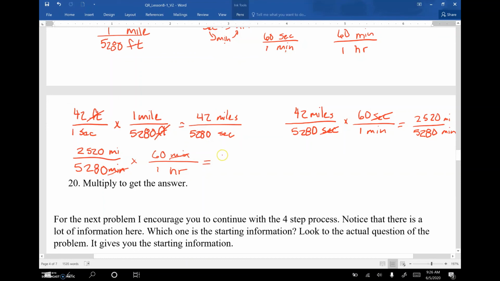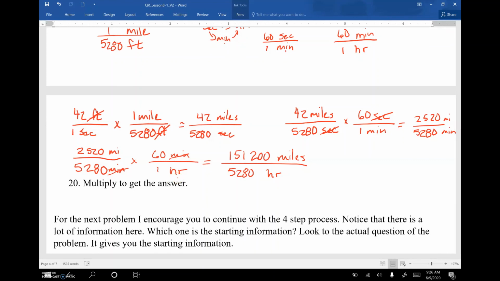Top times top gets me 151,200 miles still left on top over 5280 hours, the only thing left on bottom. And we can go ahead and divide that out. 151,200 divided by 5280 tells me that I have 28.63 miles per hour.